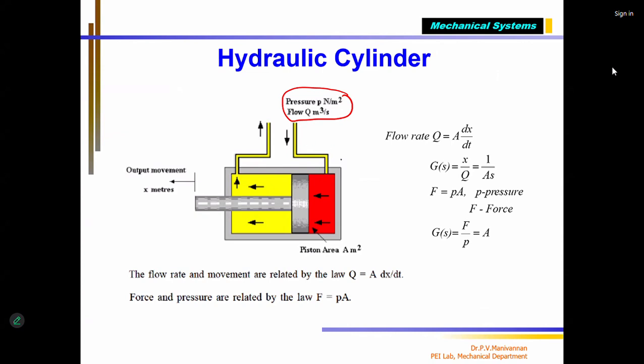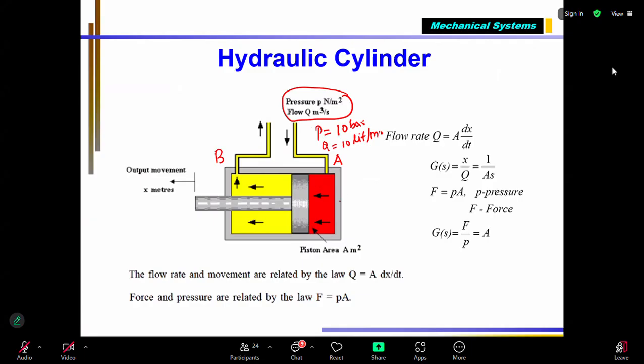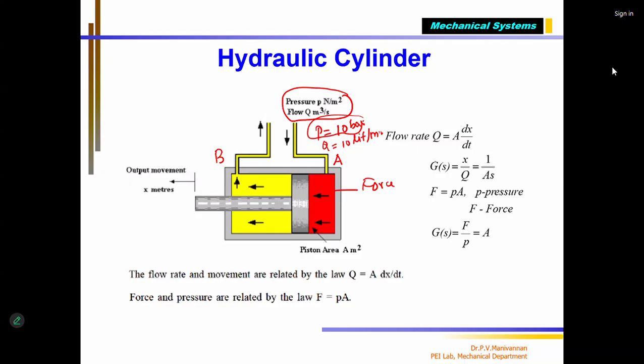Now, the pressurized fluid is entering, say, this is port A, this is port B. It enters here. The high pressure fluid is shown in red color. For example, the pressure P may be, say, 10 bar. It can be anything, correct? And the fluid is flowing at the rate of Q equal to 10 liters per minute. That's the fluid flow rate. Now that it enters, since the pressure is there, it exerts a force. This is the force exerted by the fluid due to this pressure. We know that force is proportional to area times pressure. That we are going to see.